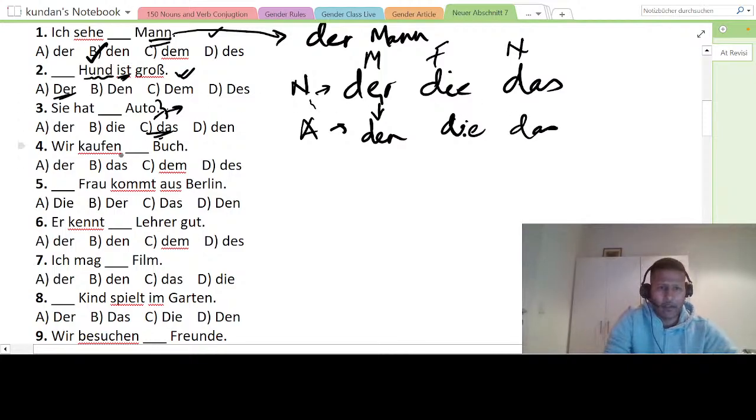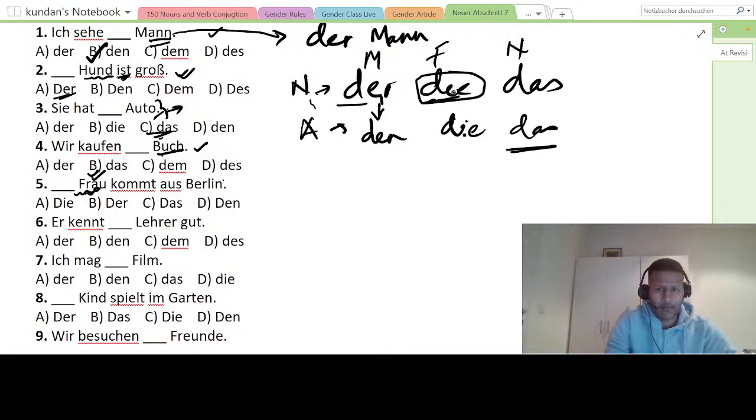Let us go quickly. "Wir kaufen das Buch." Book will not change, it will remain the same: das Buch. Then "Die Frau kommt aus Berlin." This is the subject, so this is nominative, always. Frau is feminine, so "die Frau". The right answer is A. The subject will always be in nominative, I have told you, right? She comes from Berlin.